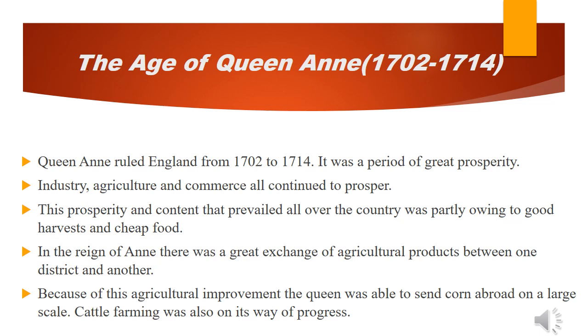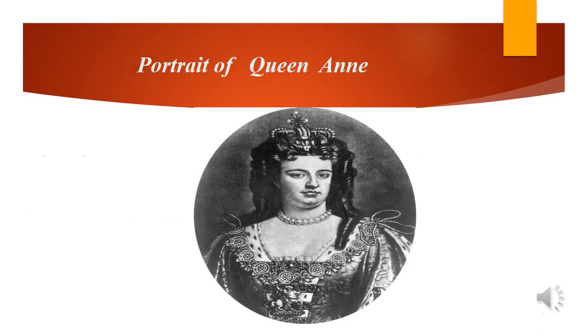In the reign of Anne, there was a great exchange of agricultural products between one district and another. Because of this agricultural improvement, the queen was able to send corn abroad on a large scale. Cattle farming was also on its way of progress. This is a portrait of Queen Anne.